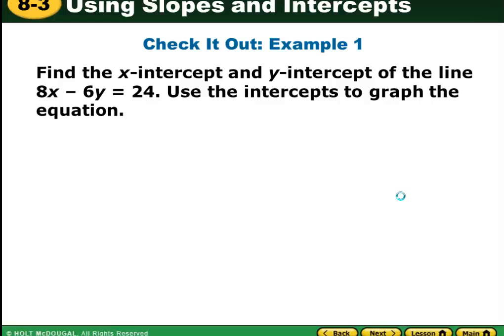Okay, so go ahead and do this one. First thing you need to do, you don't have to graph it because I won't be able to see, but you can go ahead and try to graph it yourself. So go ahead and find the x-intercept first, and then after that we will find the y-intercept. Okay, so go ahead and pause, come back and get the answer.